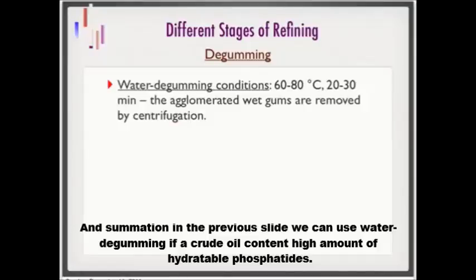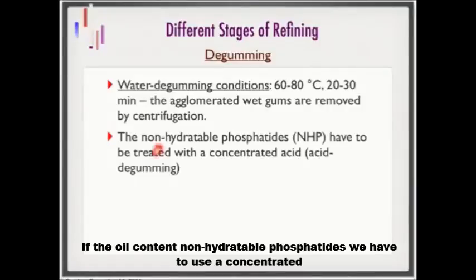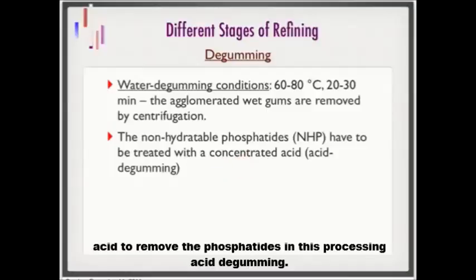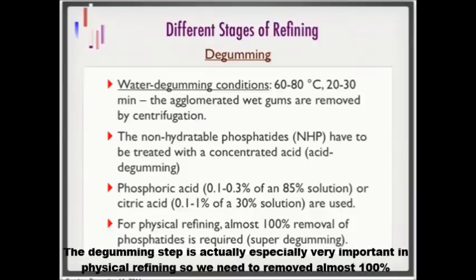As I mentioned in the previous slide, we can use water degumming if the crude oil contains a high amount of hydratable phosphatides. But if the oil contains non-hydratable phosphatides, we have to use a concentrated acid to remove the phosphatides, and this process is called acid degumming. So we can use phosphoric acid between 0.1 to 0.3% of the 85% solution, or we can use citric acid with this concentration. The degumming step is actually especially very important in physical refining.